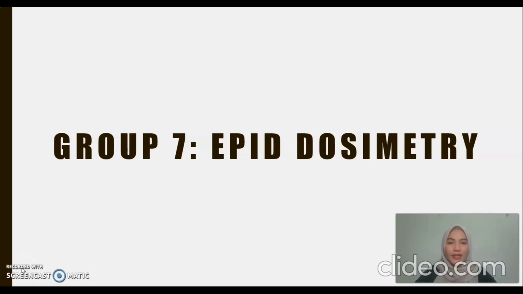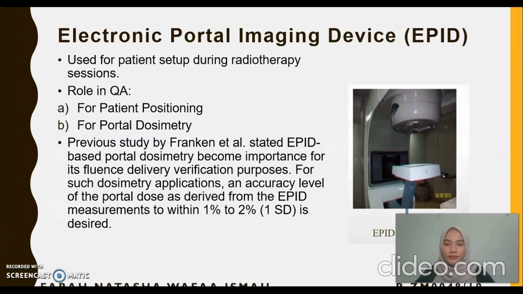Our group title is Electronic Portable Imaging Devices, Dosimetry. Electronic Portable Imaging Devices, Dosimetry, is usually used for patient setup during radiotherapy session. Advances in external beam radiotherapy have increased the accuracy requirement for dose delivery to patients.